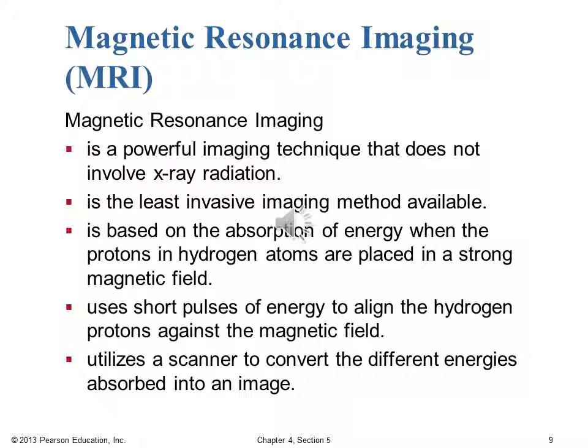That repeated pulse pattern allows a scanner to convert those different energies absorbed from the spin flipping of the nuclei of those hydrogen atoms into an image. And you can get some really nice, very detailed images this way. And again, it's not involving nuclear decay. It's just a matter of manipulating the nuclei of those hydrogen atoms.